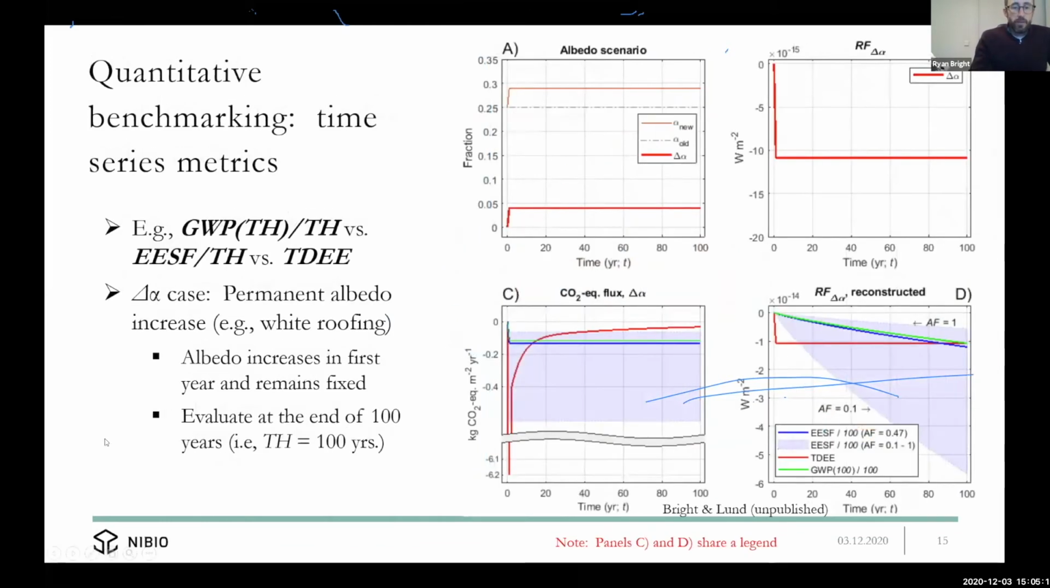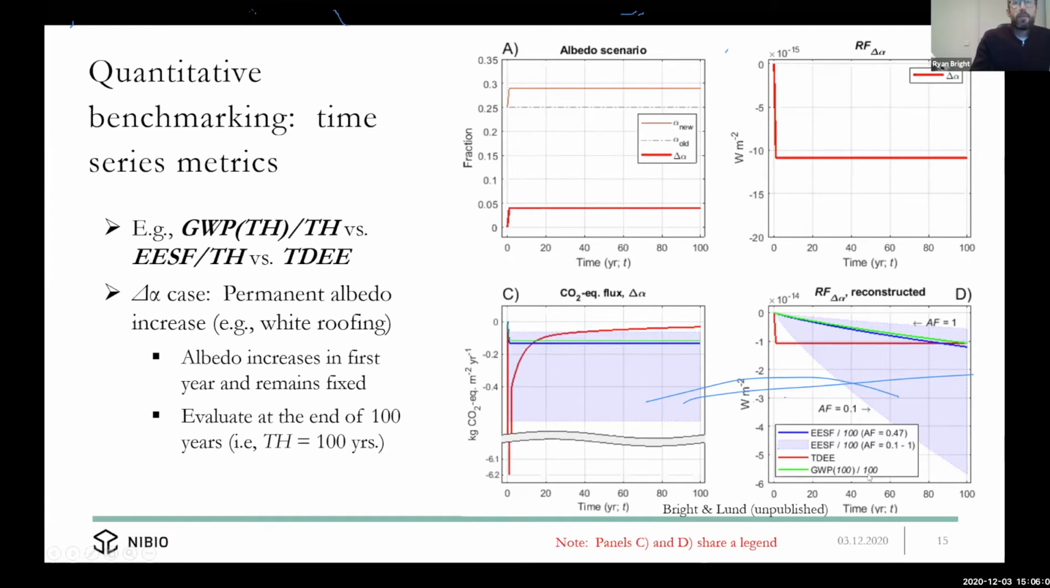So how about measures that give a time series or an annualized flux, a CO2 equivalent emission pulse or removal pulse? Here, we're going to turn our attention to the case of rooftop brightening, where we assume that albedo is increased and held fixed for 100 years, which is depicted here in panel A. This is the albedo increase. And then the corresponding instantaneous radiative forcing of this albedo increase is plotted here in panel B. It's an increase in albedo, so it's a negative forcing.